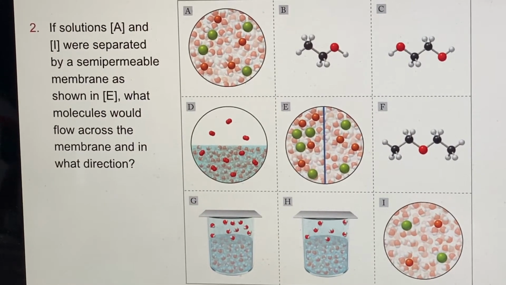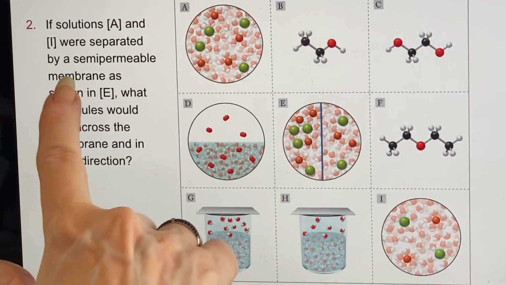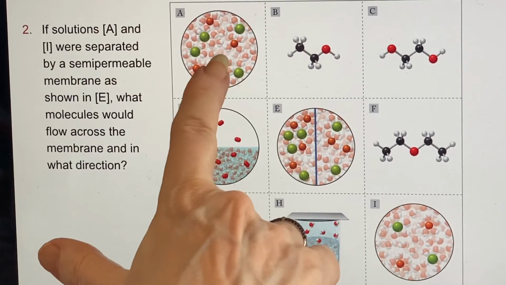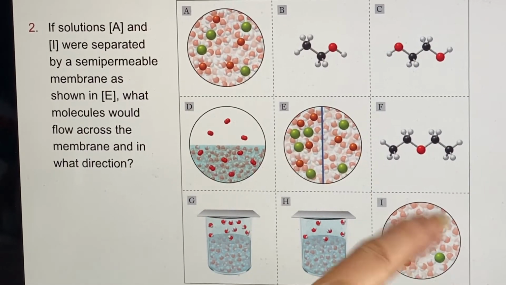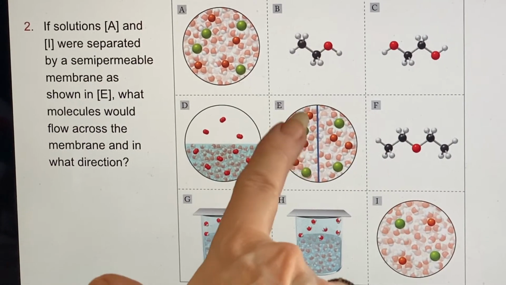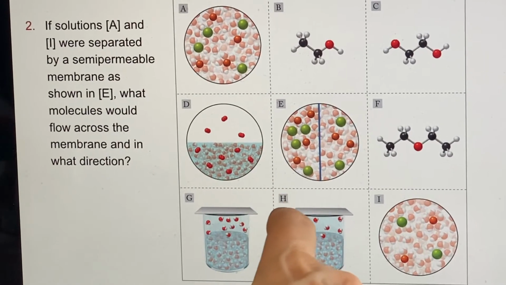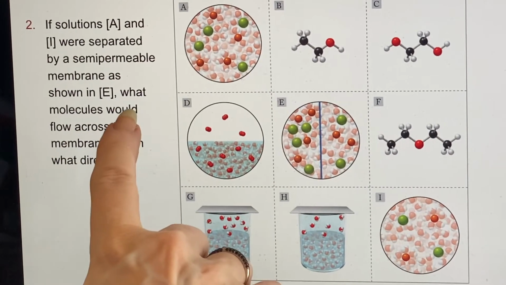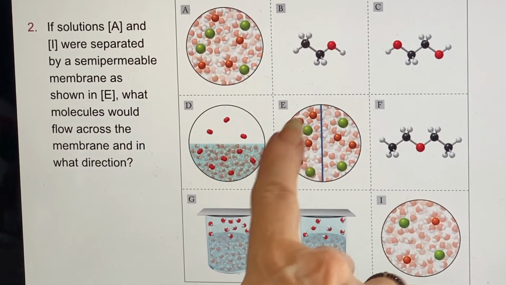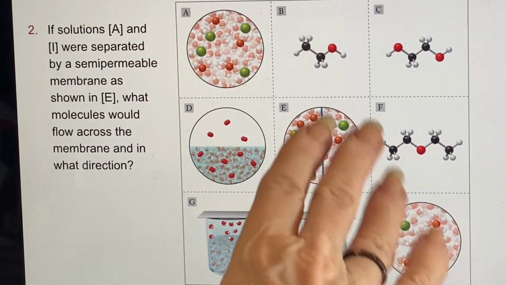Now a second one. On this one, they're talking about A and I again, and it says they are separated by a semi-permeable membrane as shown in E. So really this is what's on this side, and this is what's on that side. So we can see that the left side has a higher concentration of dissolved stuff in it. It asks, what molecules would flow across the membrane? Well, these ions are not going to flow across the membrane. So what's going to flow across the membrane is water.